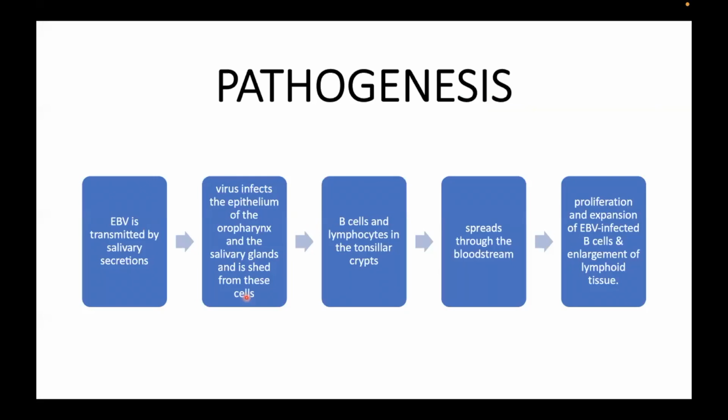Now, it is also stated in the book that the tonsillar crypts are involved, particularly the B cells, as well as the lymphocytes. From the tonsillar crypts, it's going to travel through the bloodstream. It's going to target and proliferate in the B cells as well as the lymphoid tissue. So there's going to be proliferation in the B cells, and there's going to be enlargement of the lymphoid tissues. So what did you notice about EBV? What cells does EBV love?